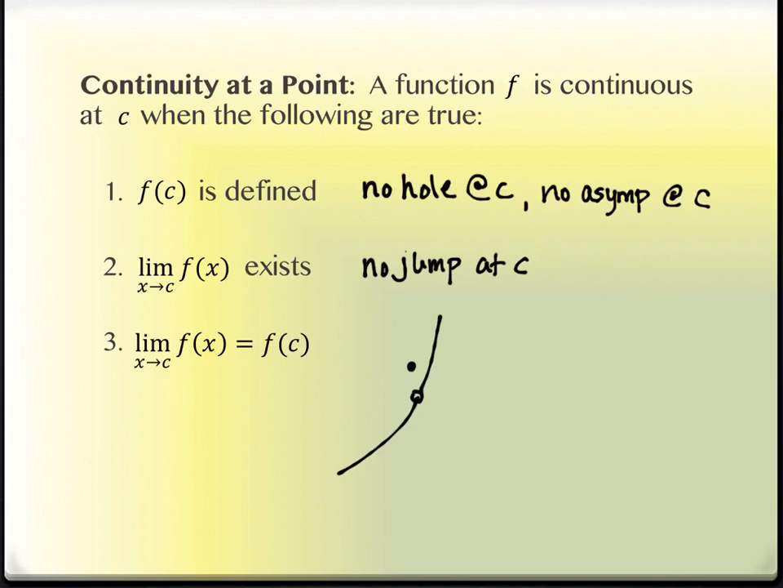It's defined, like this is C. This is at a C value. It's defined. The value is this open or this filled in dot right here. The limit exists, right? I can get infinitely close to the open dot. There's no problem with that. So that's the second condition. But it fails condition number 3 because the value of the function, the filled in dot, is not the same as the limit value, which is the open dot. So this is what's being eliminated.